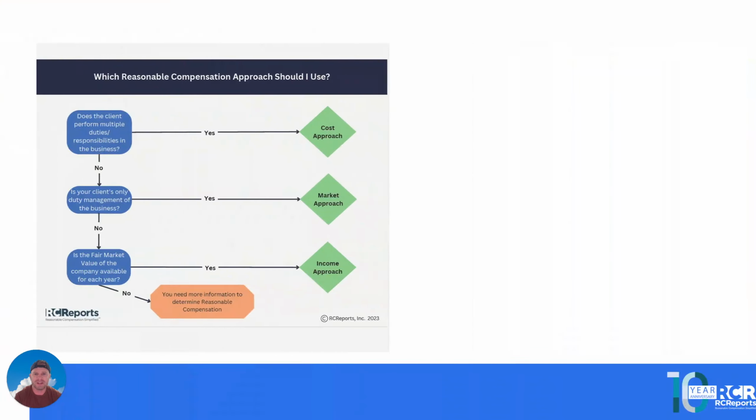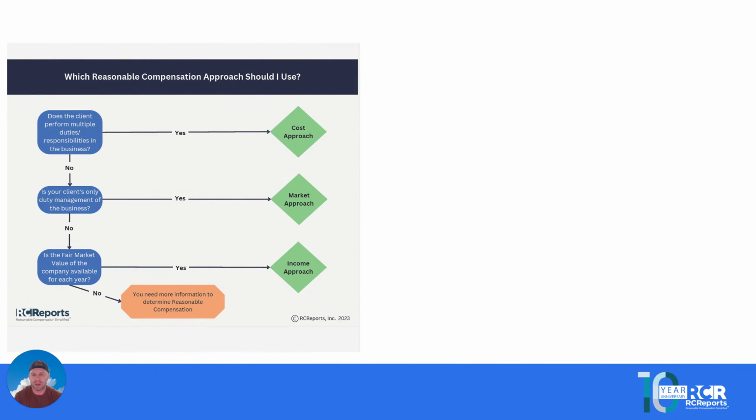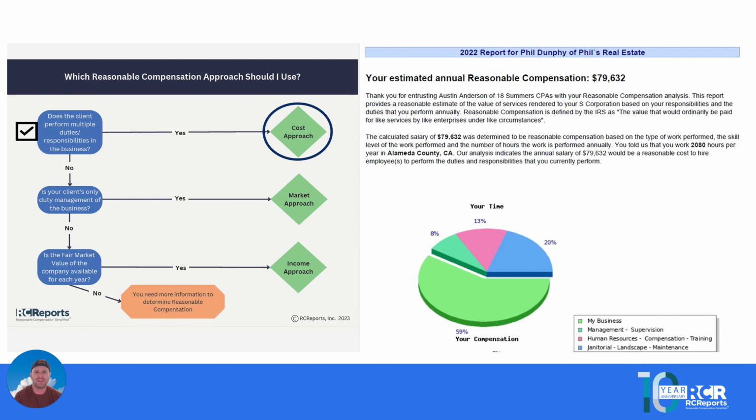So, with that being the case, what methodology are we going to use when calculating reasonable compensation? Let's look at the decision tree. We'll see that it is the cost approach again. And here is Phil's reasonable compensation report for 2022.